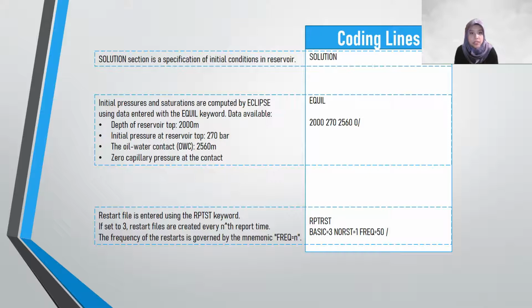Then the initial solution may be read from a restart file created by an earlier run of Eclipse. The restart file is entered using the RPTRST keyword. If set to 3, the restart files are created every Nth report time. The frequency of the restart is governed by the mnemonic FREQ equals n.